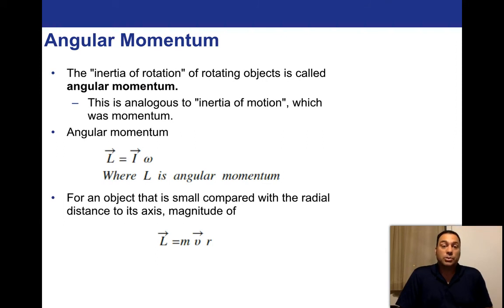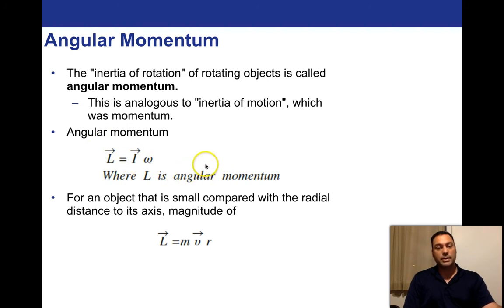All right, so just like linear objects or linear motion, there's also angular momentum. So basically, the inertia of rotation of rotating objects is called angular momentum. And this turns out to be analogous to the inertia of motion, which was momentum. So angular momentum is just this letter L, for reasons we're not going to even begin to go into. But this is angular momentum, L, and it equals inertia times omega.